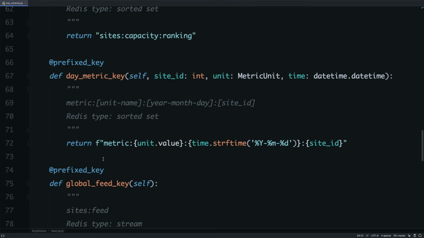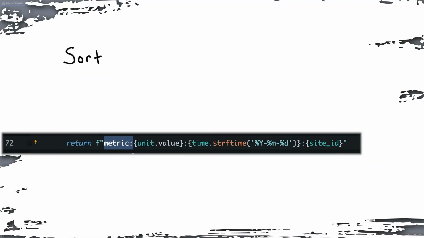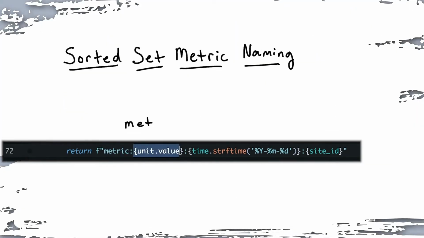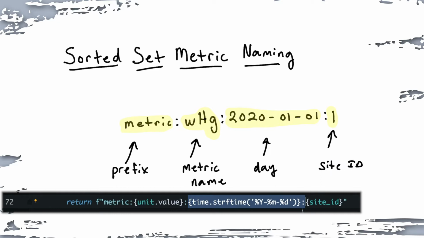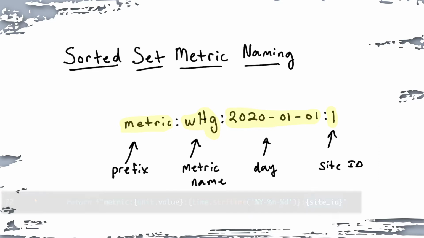First, we need to define the key we're going to use. Let's say metric: followed by the metric name, so in this case, WHG for watt hours generated, followed by the day, so January 1st, 2020. And then we add the site ID, in this case, site number 1.